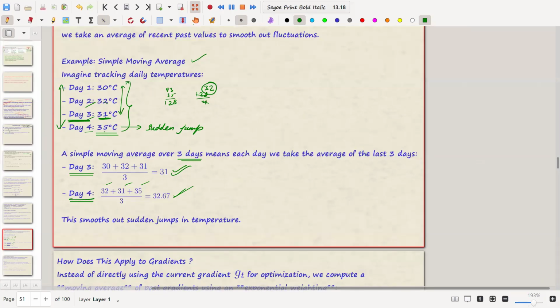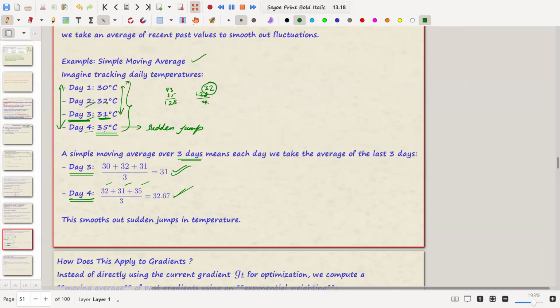Okay, what did you understand from this example? You understood that if you want to compute the temperature at day 3, you are considering the past values in your picture. You can see day 1, day 2 are also included. The same idea we will use in the momentum gradient method.